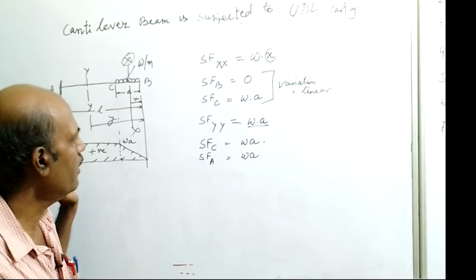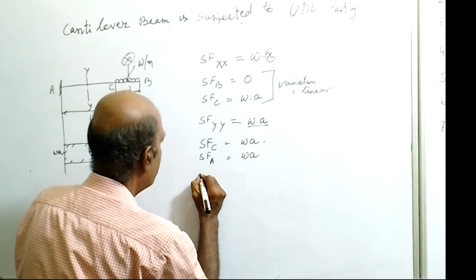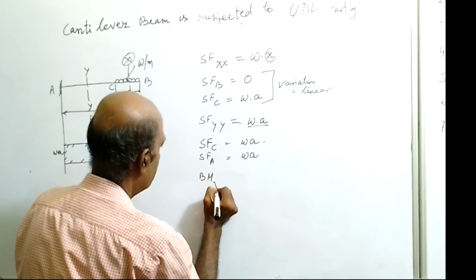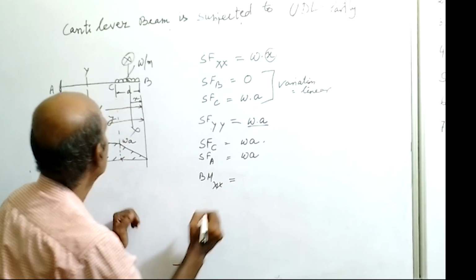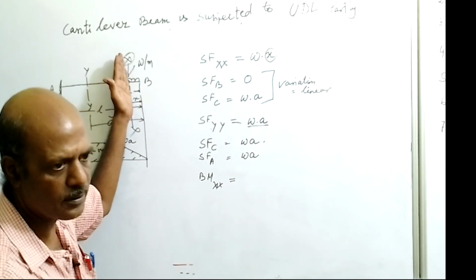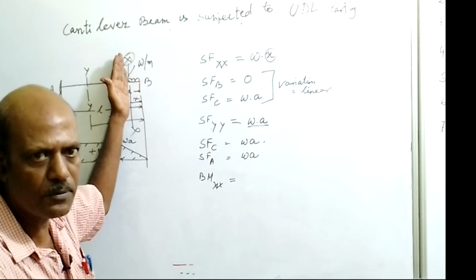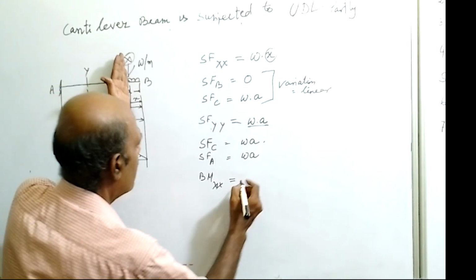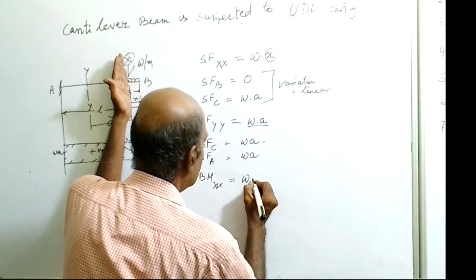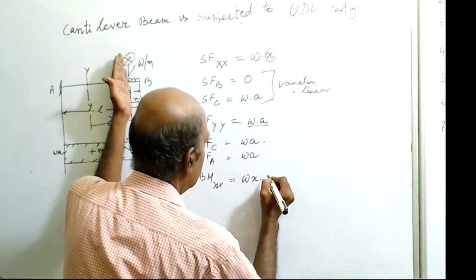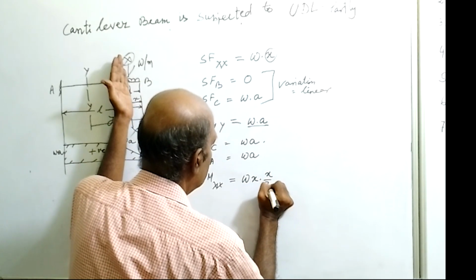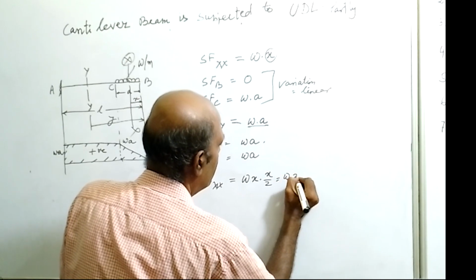Now we will go for bending moment diagram. Now bending moment at section XX, that is moment of all vertical forces acting to one side of the beam, that is the right side of the beam. What is total load to the right side of this section? W into X, and the distance is X by 2, is equal to WX square by 2.